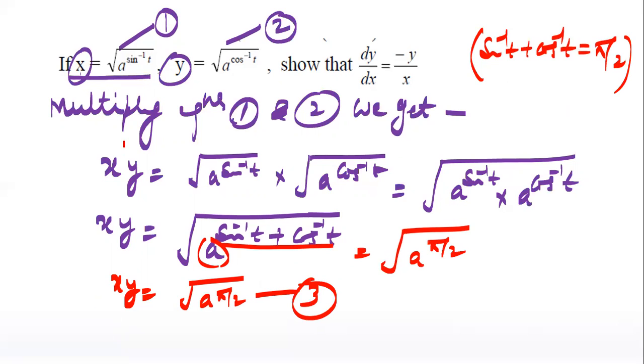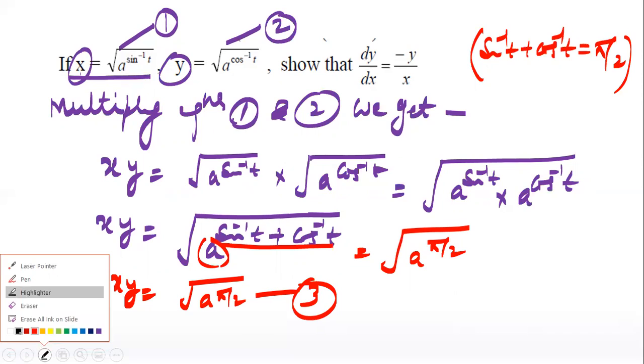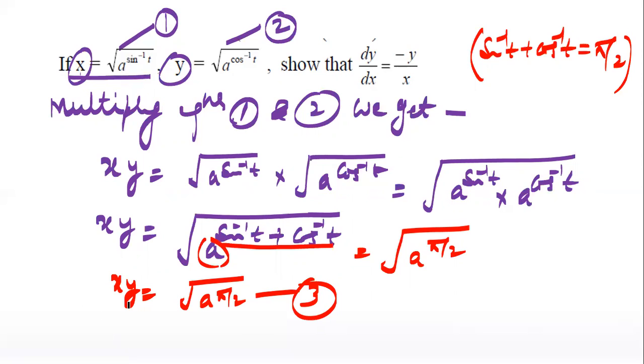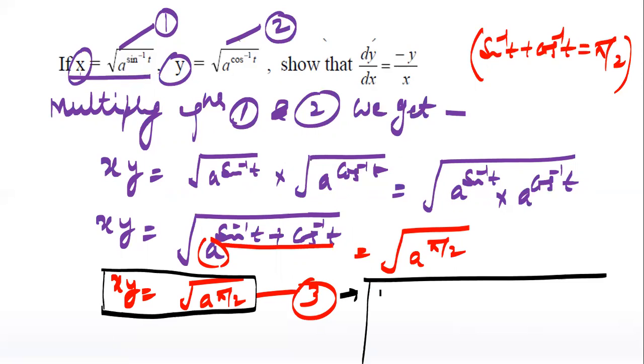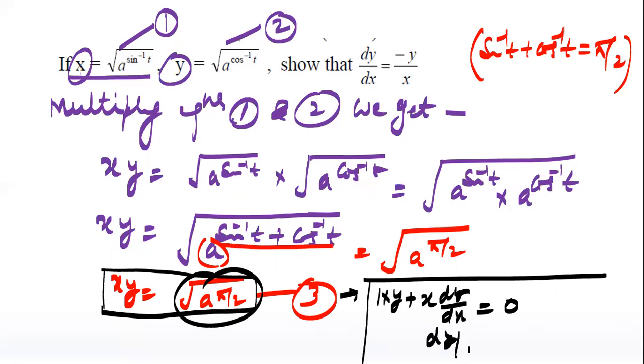Now differentiating it. What we have done, first we have simplified it. We have eliminated the t variable. Now we can find out dy over dx. Differentiating equation 3 with respect to x, you will get derivative of x will be 1, y as it is, plus derivative of y will be dy over dx and x as it is. And because the right side is constant, its derivative will be 0. From here, you will get dy over dx equals minus y upon x.